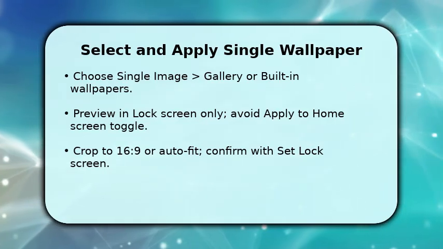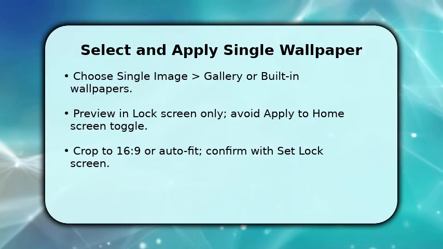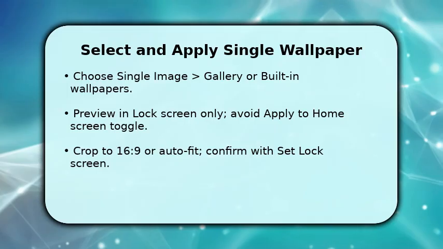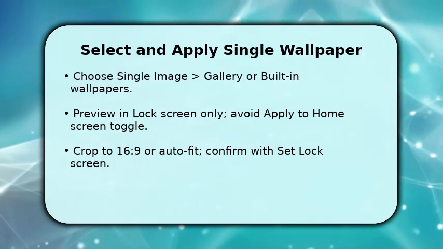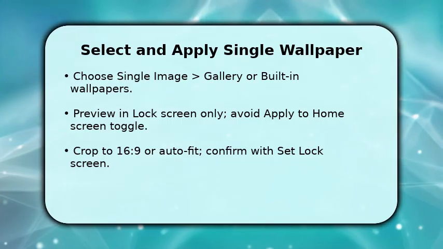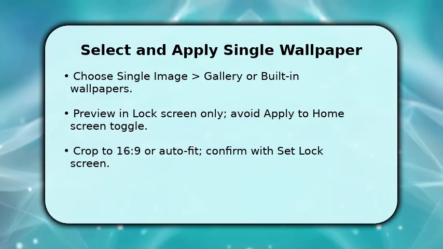You crop to fit. MIUI often suggests 16:9 or autofit. Accept the crop so notifications and clock are visible. Once satisfied, press Set Lock Screen. This ensures only the lock screen receives the new image, preventing accidental duplication on the home screen.